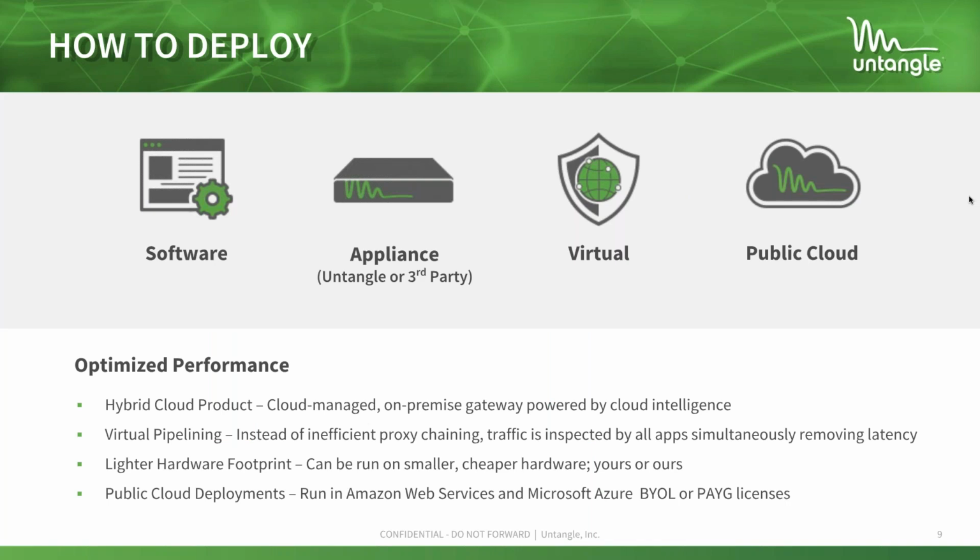I've mentioned a couple times there are multiple ways to deploy Untangle, and this is technically a hybrid cloud product. It is cloud managed, but it's an on-premise gateway, leveraging cloud intelligence. You could also host that on the public cloud. As you see there at the bottom, we can run this in Amazon Web Services or Azure with a couple of different types of licensing. I mentioned the Untangle apps being a little bit different on the slide before. Virtual pipelining is what makes them different.